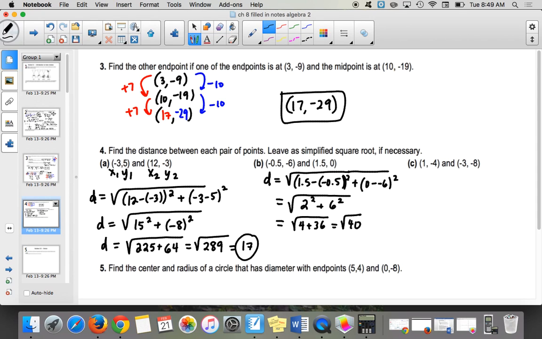4. So if I break it into the square root of 4 and the square root of 10, the square root of 4 is 2, right? So I get 2 root 10 as my answer. So that's the distance, 2 root 10.